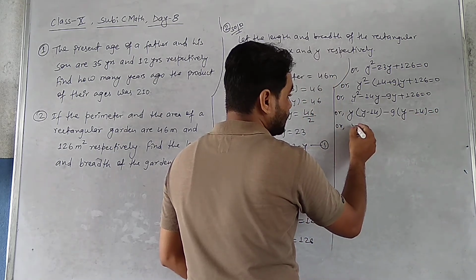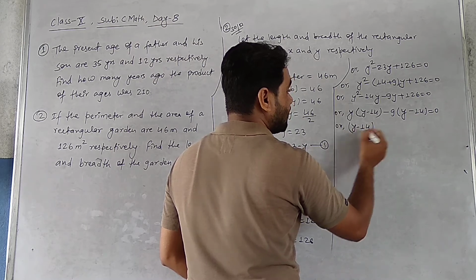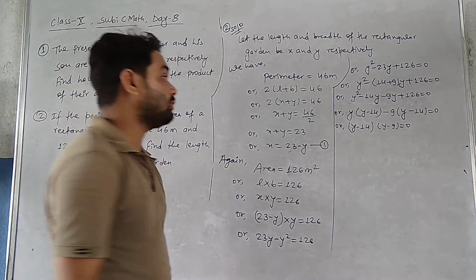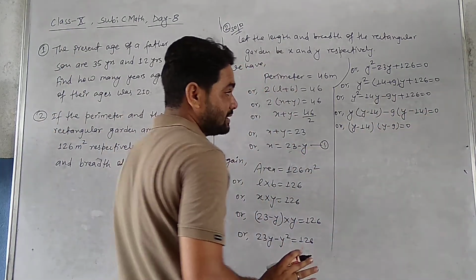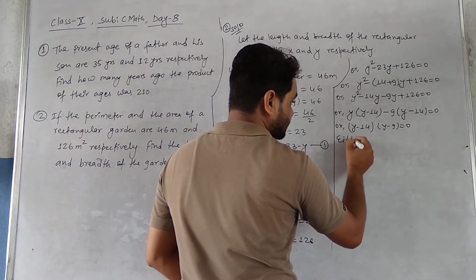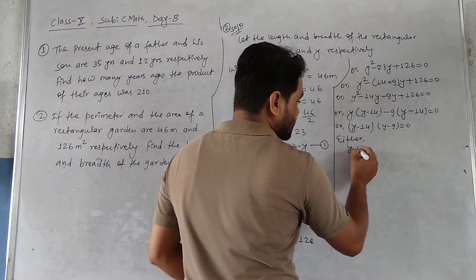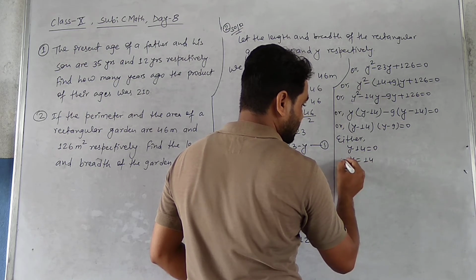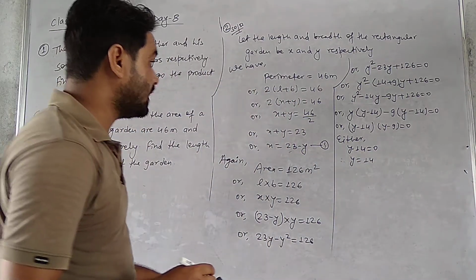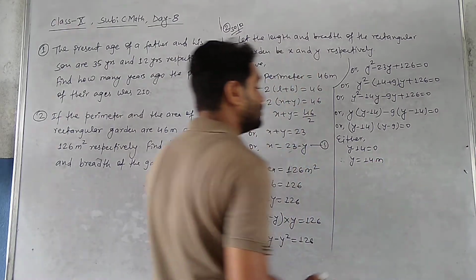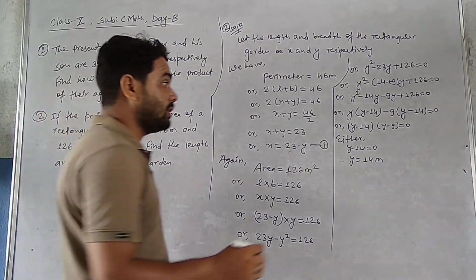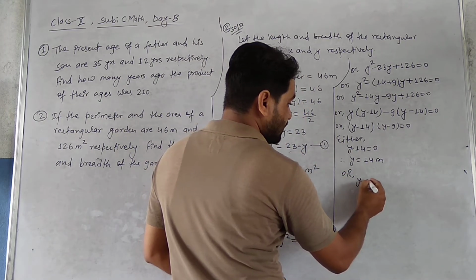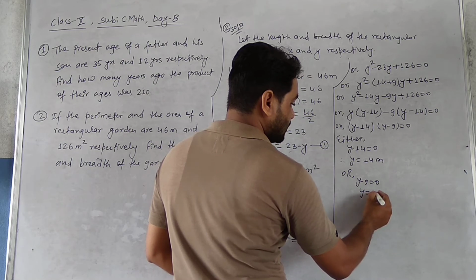At first we write whatever is there in the bracket, then the remaining one equals 0. This is the way, no? At first the bracket one, then the remaining part. So either y minus 14 equals 0, y equals 14 meter, or y minus 9 equals 0, y equals 9 meter.